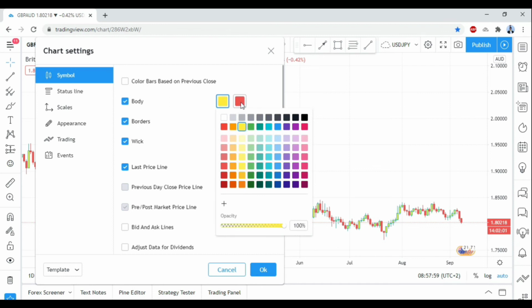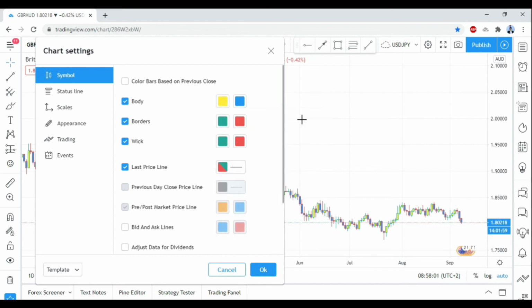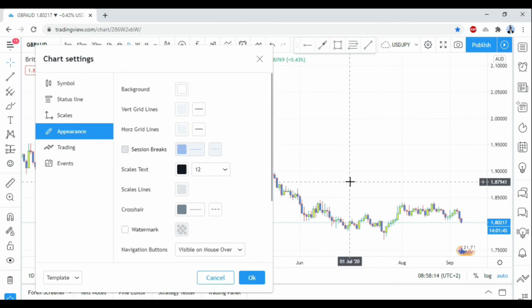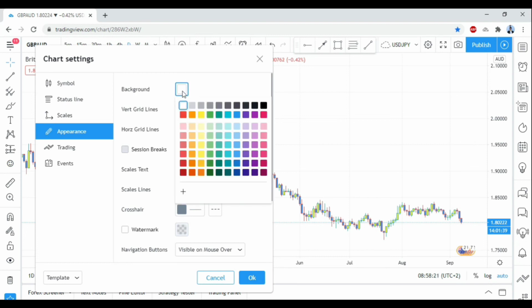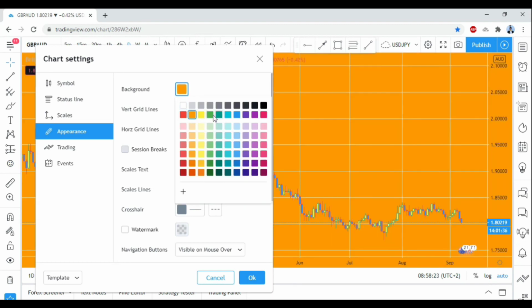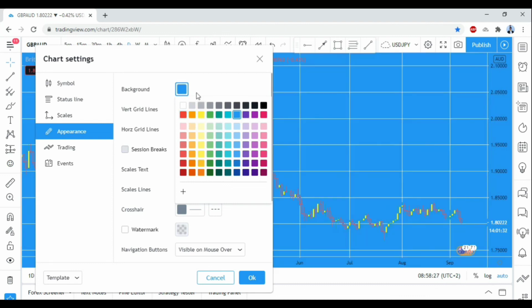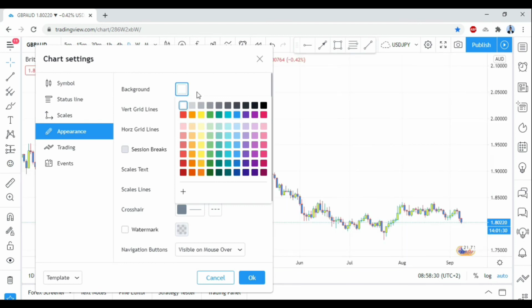So let's just make it yellow and blue for fun. So you can see the different candlesticks are now appearing as yellow and blue with the different borders and wicks as well. So then if you want to change the background of your chart, you can go to background. It's currently set to white. You can make it orange, you can make it green, red, any color that you want. I'm just going to stick with the white background.